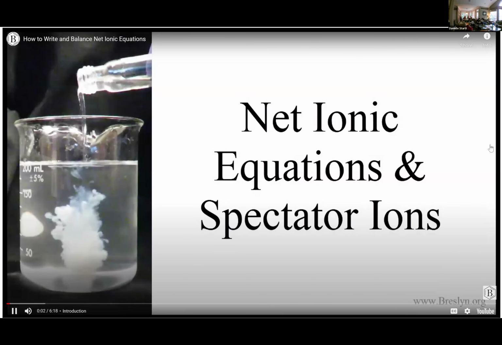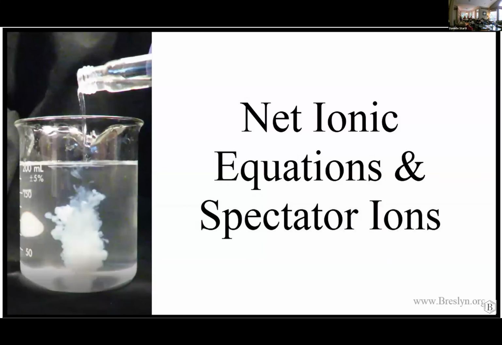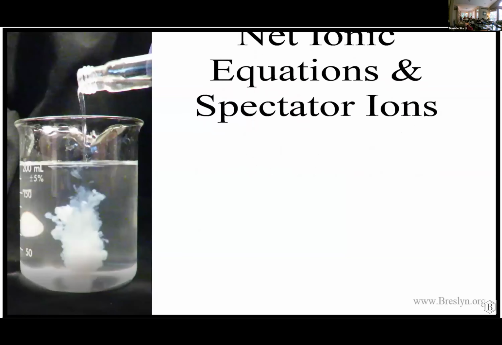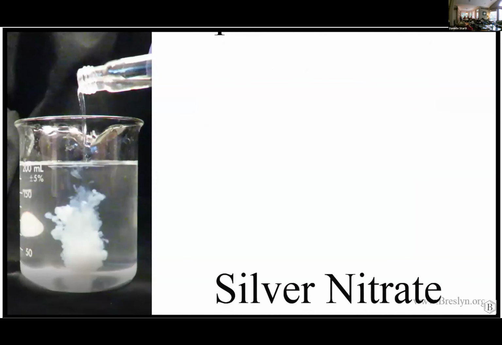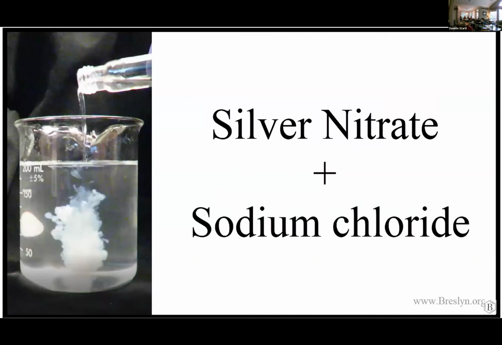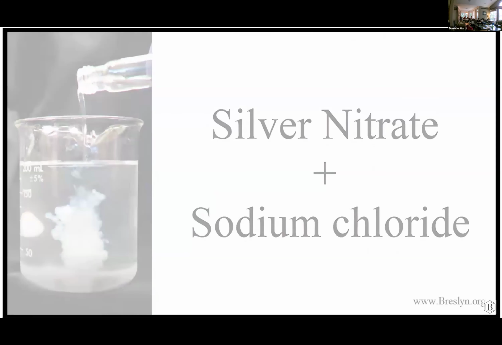In this video, we're going to look at net ionic equations and specifically spectator ions. So pay attention. By the end of the video, you'll understand how to do net ionic equations, but you'll really understand these spectator ions, their role in the equations, and really what's happening chemically. So we'll start with a common net ionic equation, silver nitrate and sodium chloride.